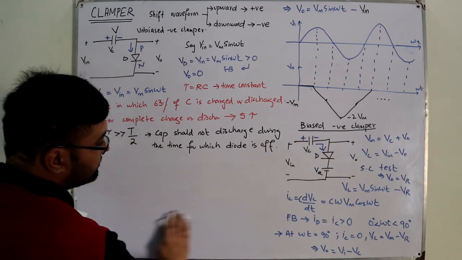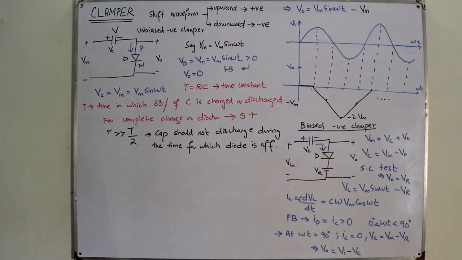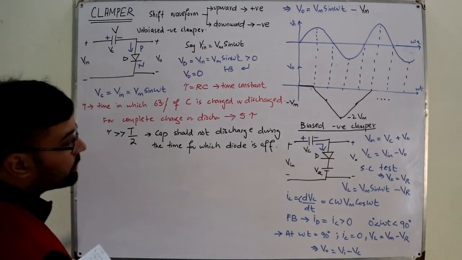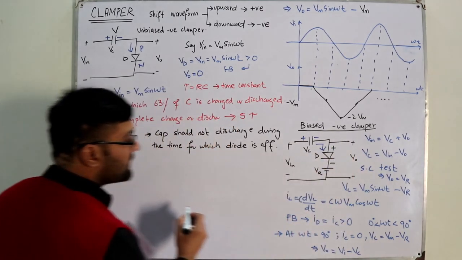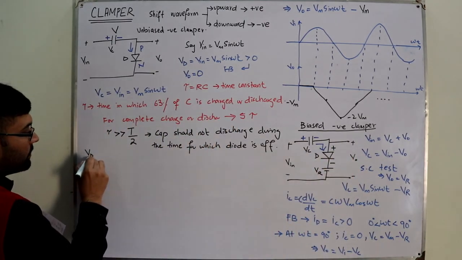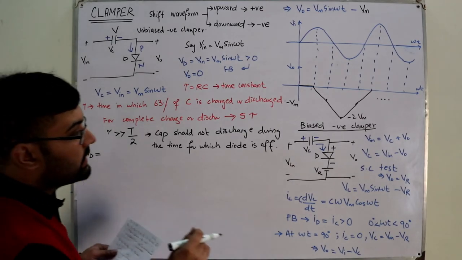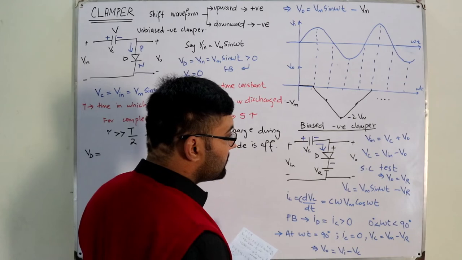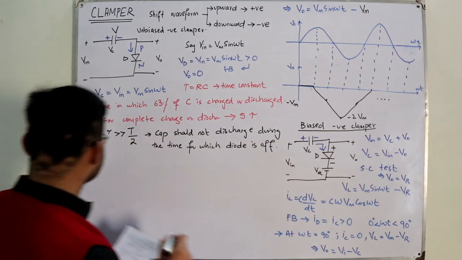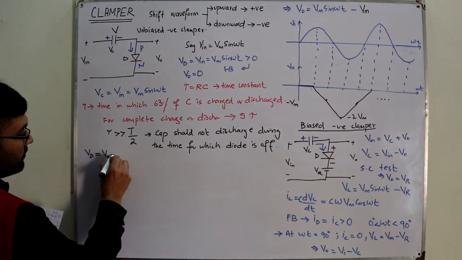All right. So now what is the case? If we talk about the voltage across the diode, it is basically plus to minus voltage, right? The voltage across the diode, if you apply KVL over here, would be equal to V naught minus VR. Yes, so this would be equal to V naught minus VR.